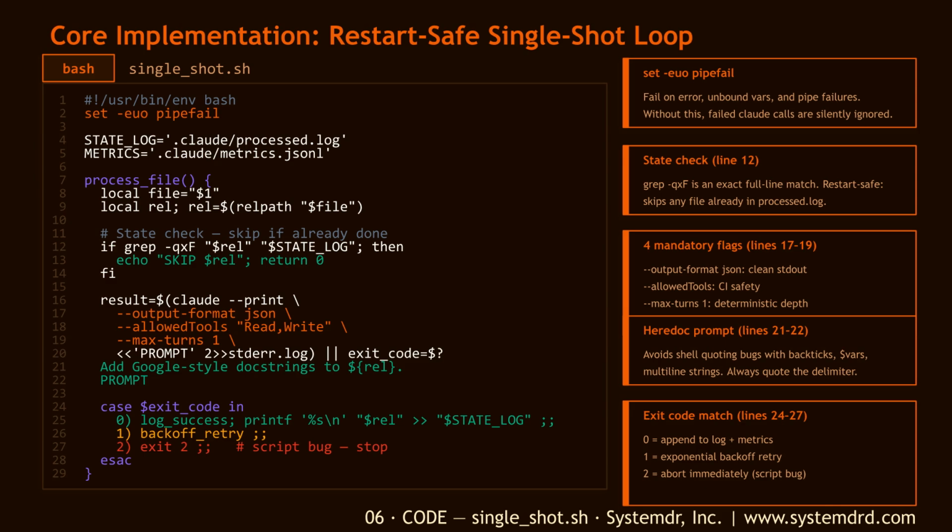The first annotation note reinforces set -euo pipefail. This is where most naive batch scripts fail. They look correct. They run to completion. They produce partial results with 0 diagnostic output. Now, let's understand what comes back from that Claude invocation.